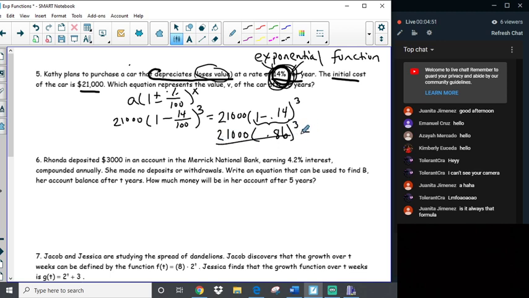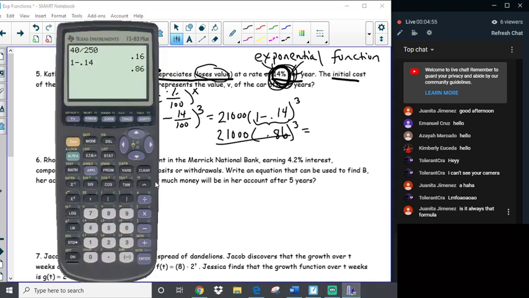And now we can solve, okay? So I'm going to put that into my calculator. So I'll do 21,000 parenthesis 0.86 to the third power. And there's the value of your car.